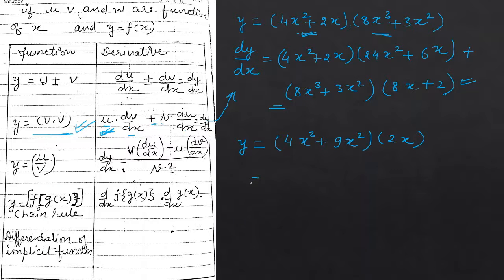Now we can simplify this. First we have to put the first term as it is, 4x³ + 9x². Now we have to put the derivative of the second term, that is equal to 2, then plus sign. Then we will put the second function as it is, and we will write here the derivative of the first term. This is equal to 3 into 4, 12x² + 18x.